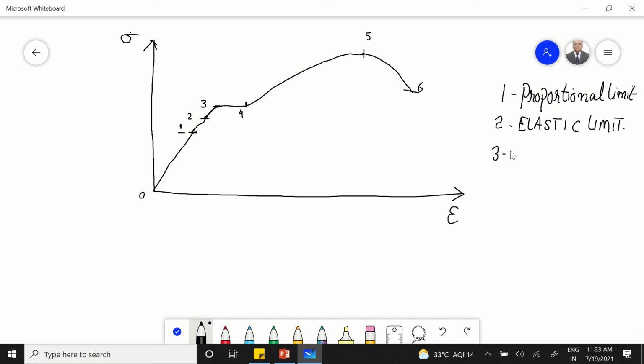Point number 3 is your yield point. Now point number 4 we call the strain hardening point. I will explain what we mean by the term strain hardening.